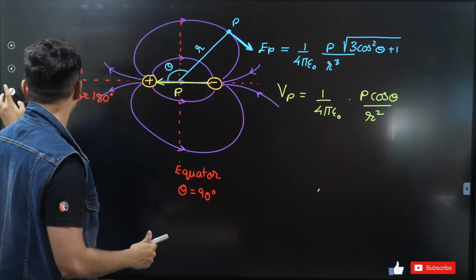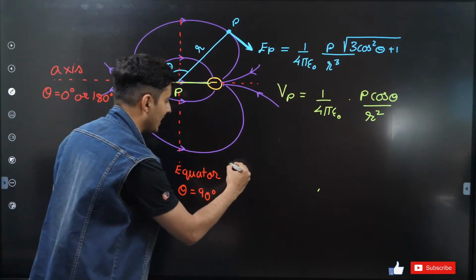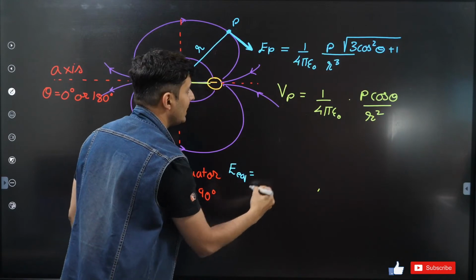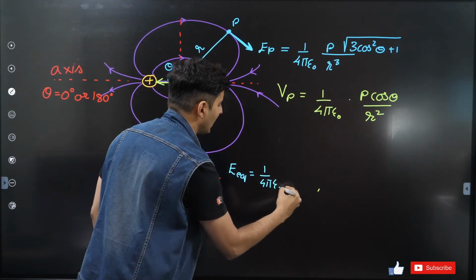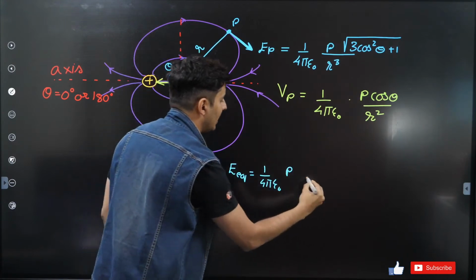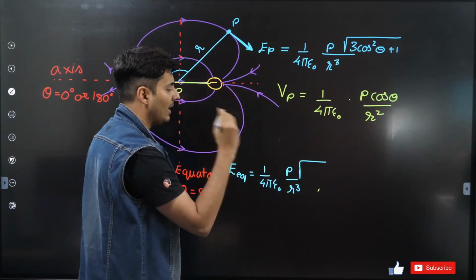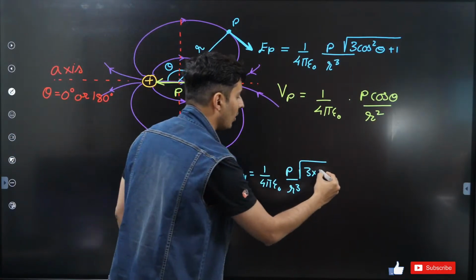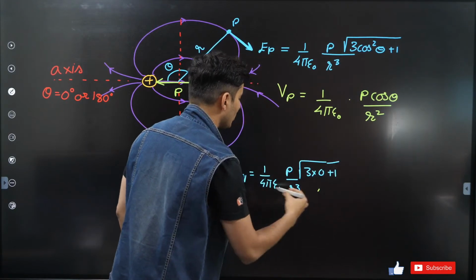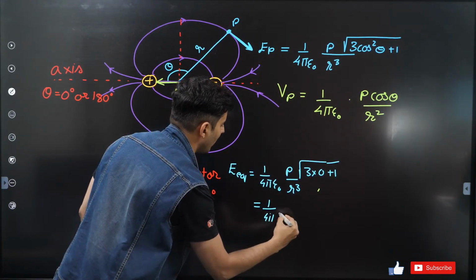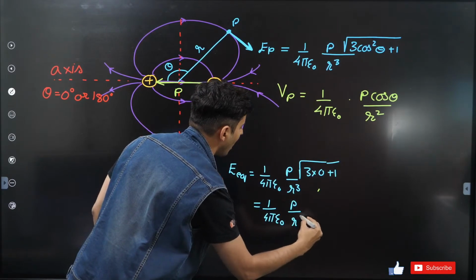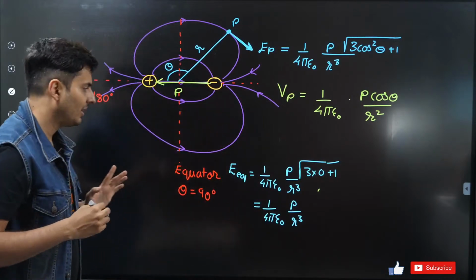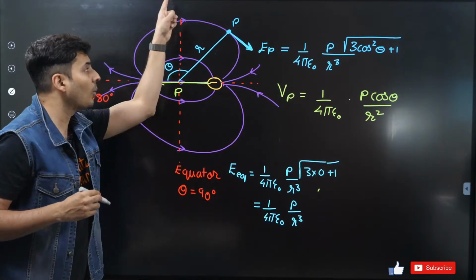Just to calculate that for our sake, imagine if I want to calculate the field on the equator. It will be nothing but 1 by 4 pi epsilon naught, P, and R cube. Inside I will have root of 3 cos squared 90 plus 1. Cos 90 is basically 0, so plus 1. So this is just going to be 1 by 4 pi epsilon naught P divided by R cube, because 3 into 0 is 0, plus 1 is 1, and 1's root is 1. Great, that's the field on the equator of a dipole.